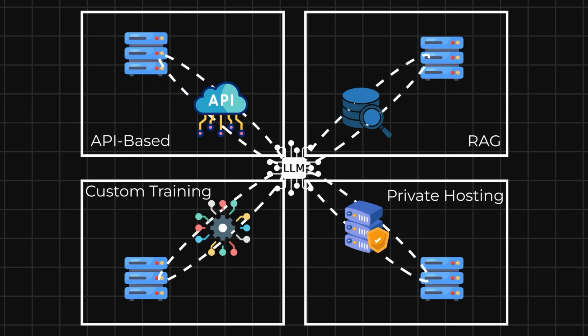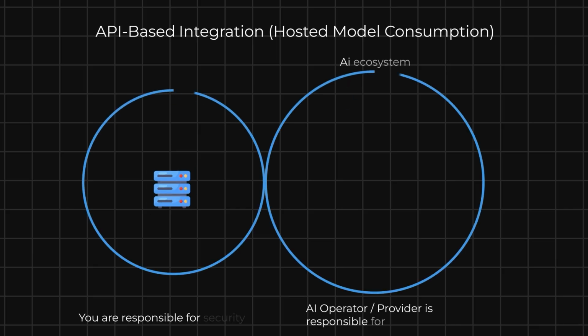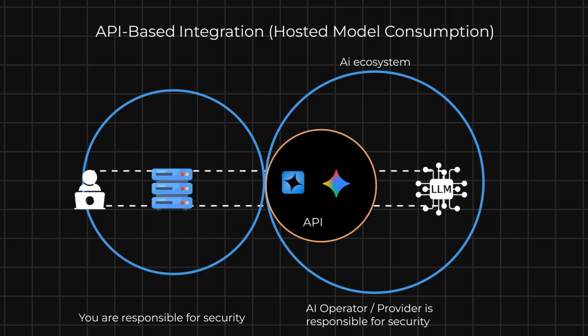Let's elaborate on these four AI consumption models, starting with API-based integration. This is the simplest and most widely adopted way to use LLMs, or large language models. In this case, your application interacts with an LLM through a secure API provided by the platform, such as Azure OpenAI or Google Gemini, etc. So your system essentially sends a prompt to the API endpoint provided by the operator, and this API in turn interacts with the LLM on the backend to process your request.